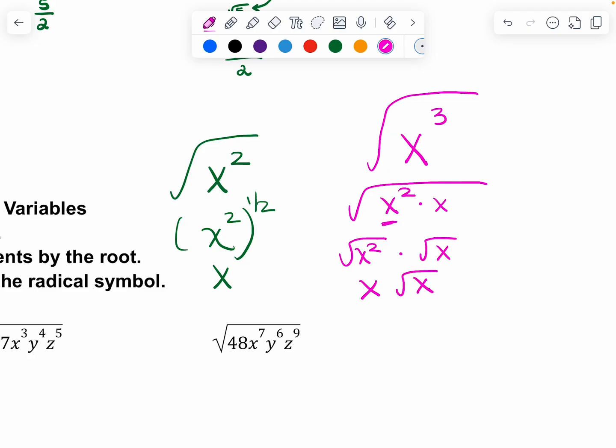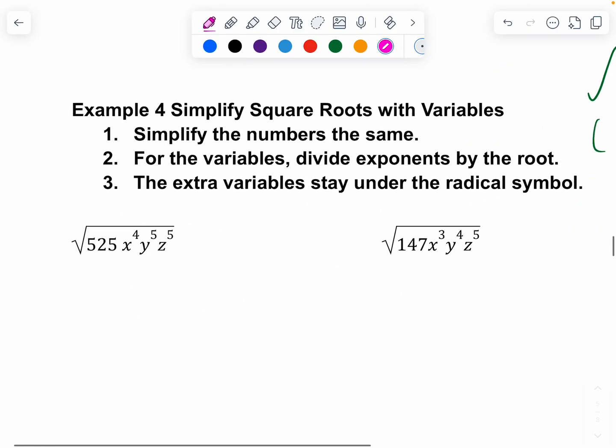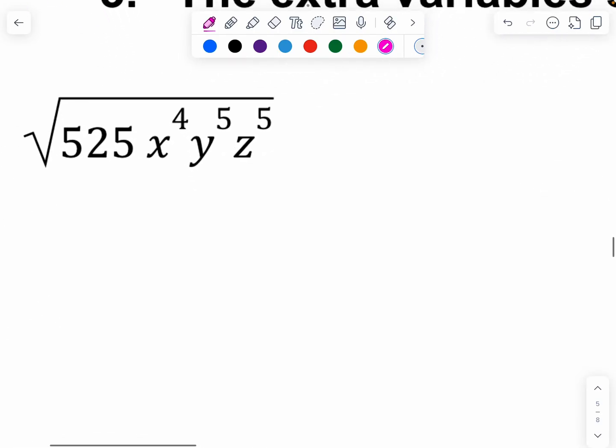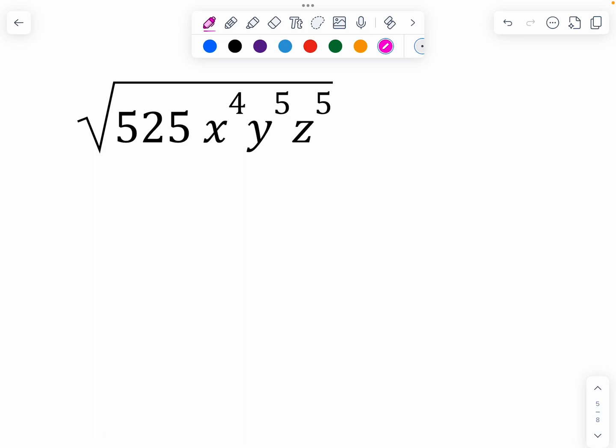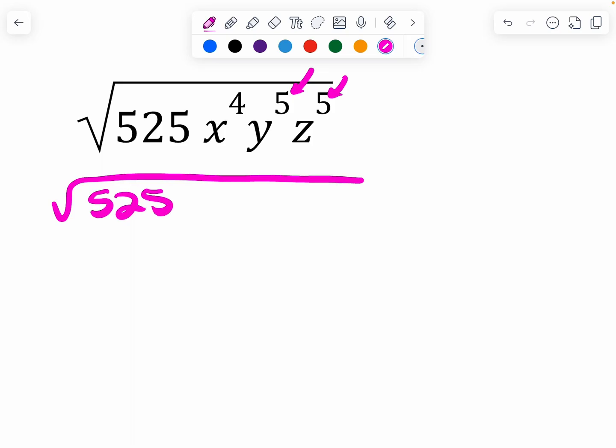Okay? So you are taking half of the exponent. Well, some of them are odd numbers. So we're going to have to split those apart. I'm going to go ahead and split them apart first. Okay, so all I did was split them apart.